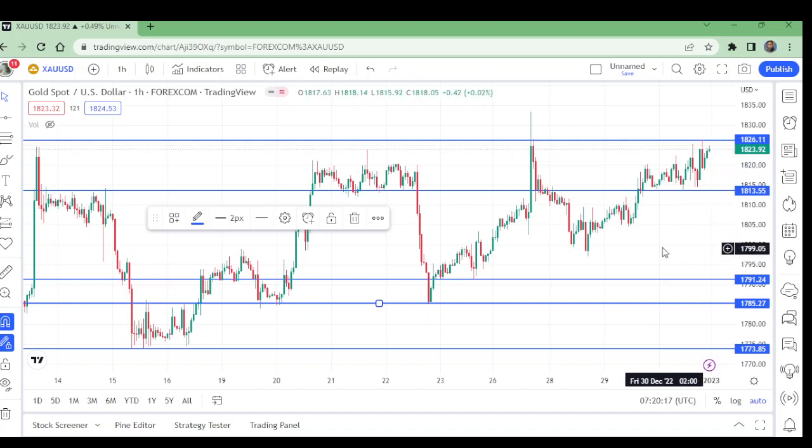And the next important thing is, this was the low of the market, and before breaking this high the market retraced the upper level of this. So I don't think that gold will come down and make a support at this level. I don't think so. But I am expecting that it will come down up to 1791 and make a support at this level.